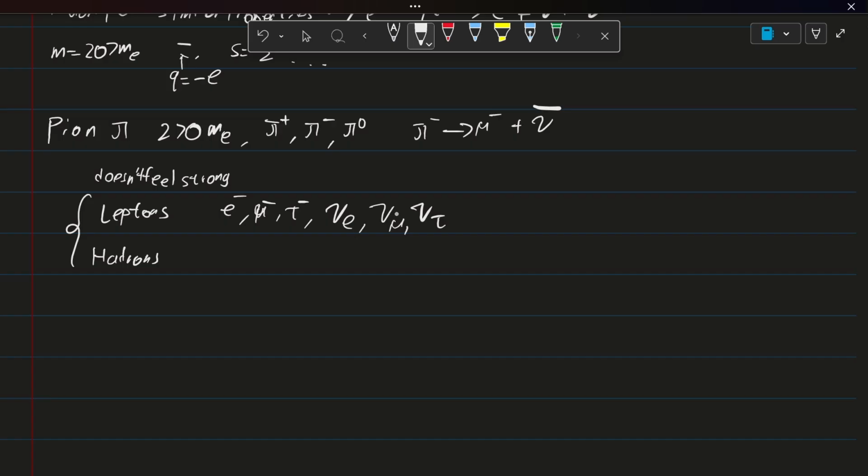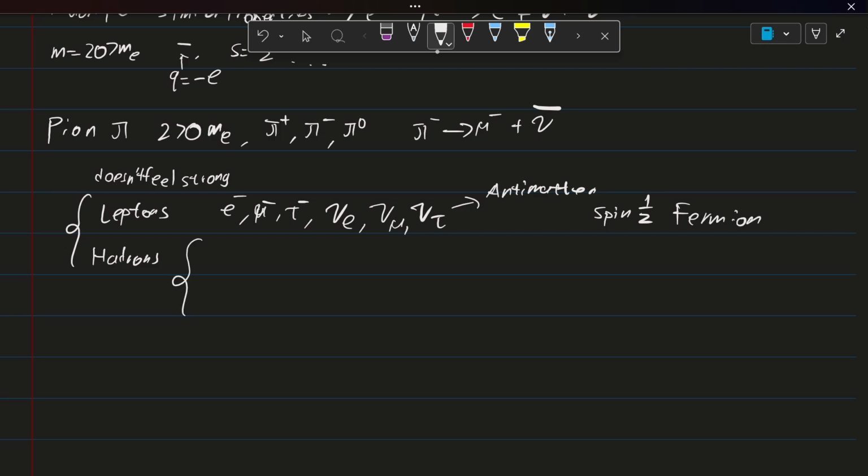So each of these has their own antimatter. The antimatter exists, such as the positron, the antineutrino, and so on. And also each has spin of 1 over 2. So they are all fermions. For the hadrons, you can split this into two. These are the ones which feel the strong force, and so it is split into two, which is the meson as well as the baryon.